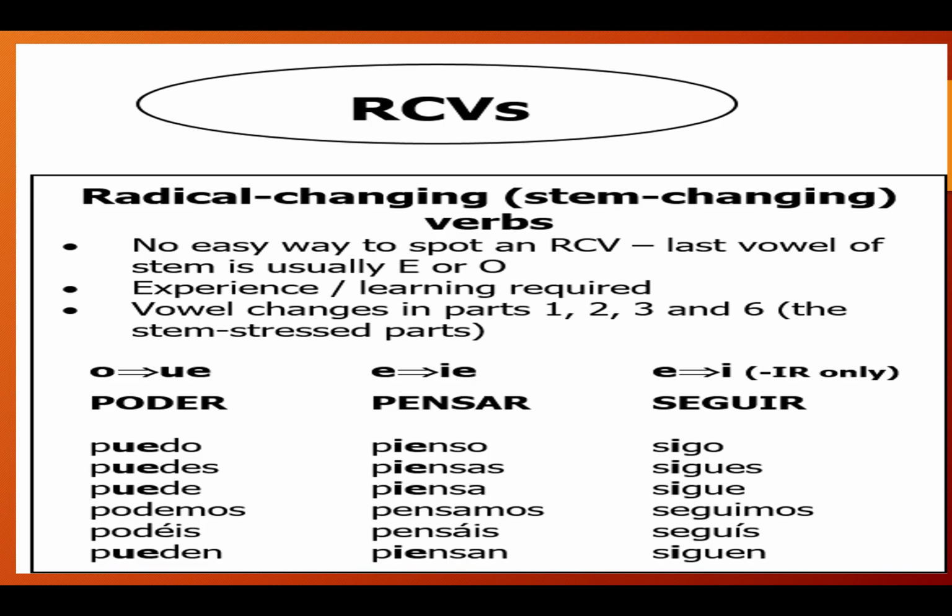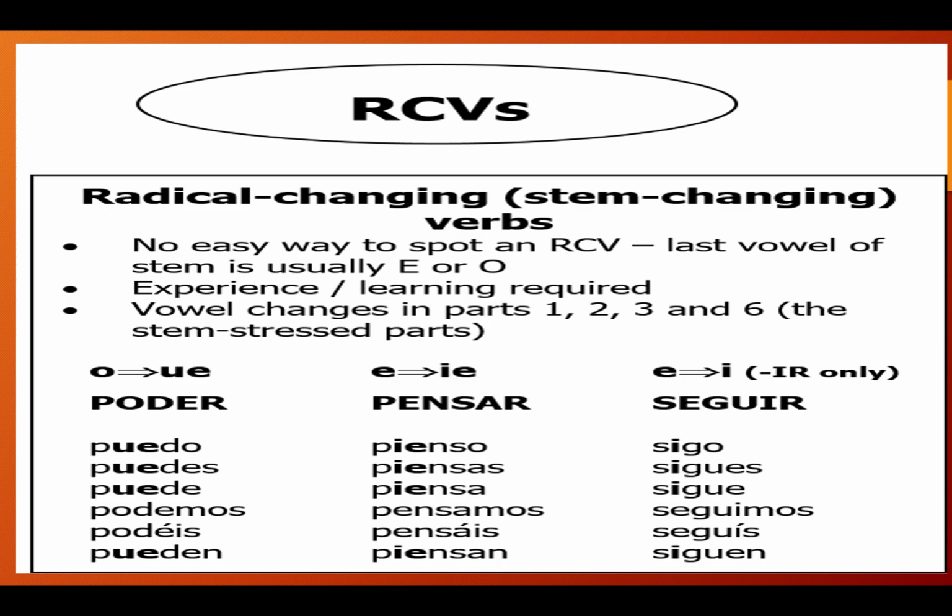So as I say, known as radical changing verbs. And here are the three main types of radical changes that you have. You've got O to UE, the middle column you've got E to IE, and the third column you've got E to I. There is actually a fourth one which goes from U to UE, but there's only one verb in that, which is jugar, so possibly not enough to warrant its own particular column in this particular context.